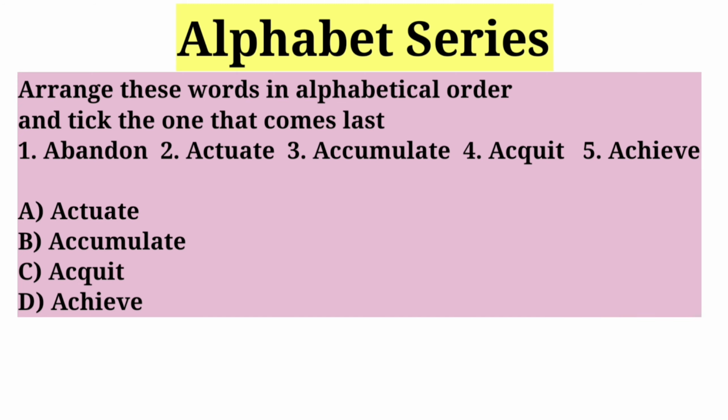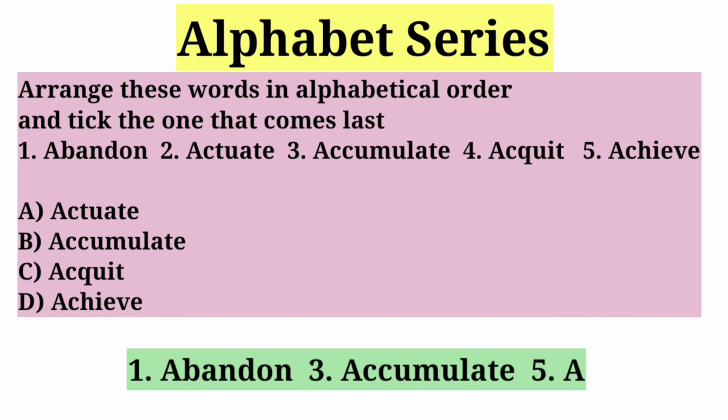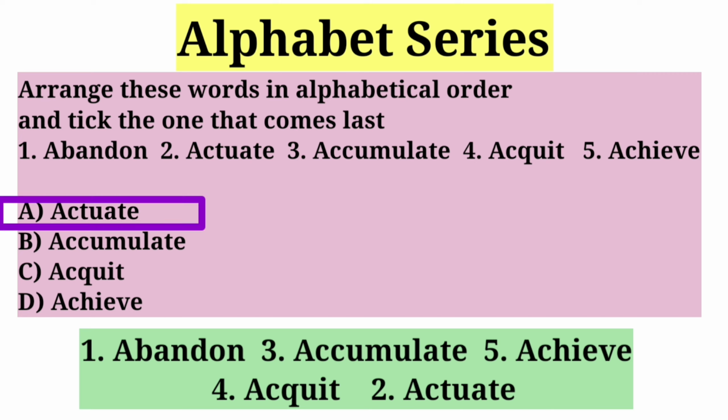So I hope you were able to guess this right. On arranging this, you will get the first is abandon, then accumulate, after that achieve, then acquit, and lastly actuate. So the word actuate comes last. So our option number A is correct.